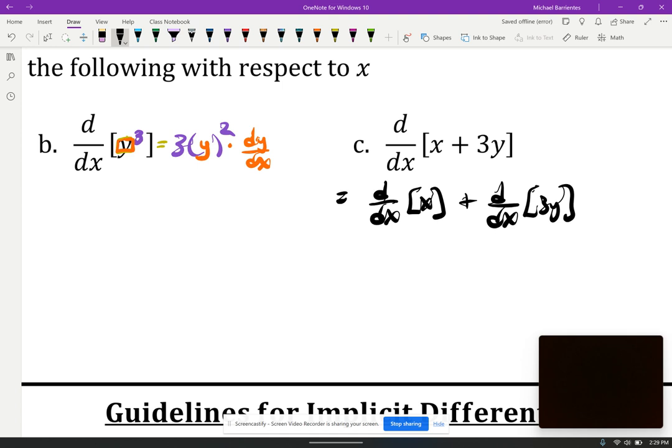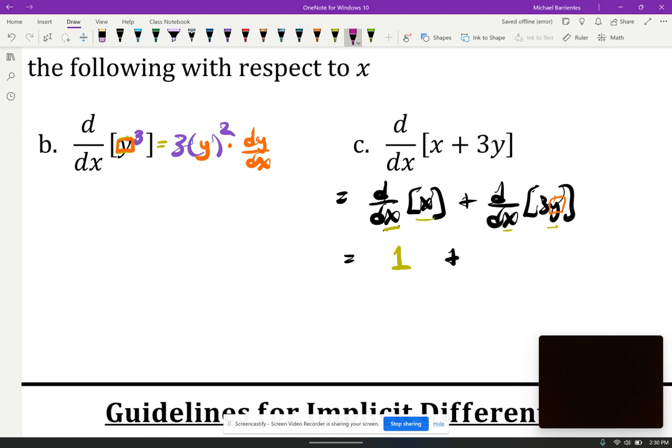Well, if I look at the first part, these two are matching variables. The variable of differentiation matches the variable of the expression. So I'm just going to take the derivative of x, and that's going to be 1. And I'm going to add that to whatever I get over here. But when I look over here, the variable of differentiation is x, but I don't have an x, I have a y. So I have to treat that like a function, like an inside function.